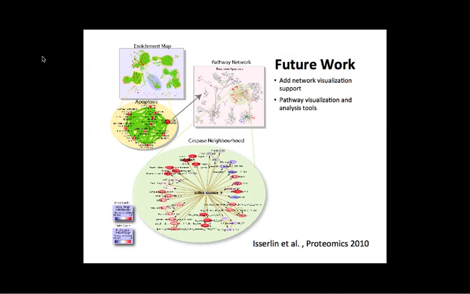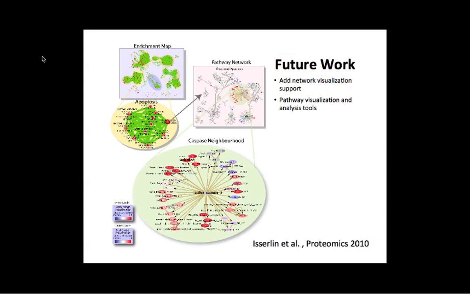Just to mention some future work, how we're thinking of expanding the enrichment map. Right now, enrichment analysis in general, and the enrichment map, give you a very nice global view of your data set. So you can see all the functional themes that are enriched. And it allows you to quickly find things that you might be interested in, and you can delve in and go into more detail.